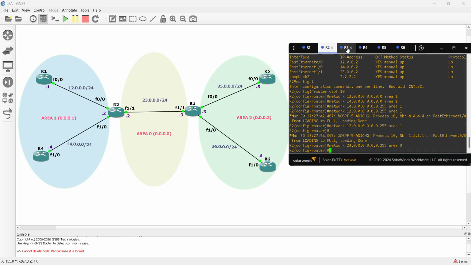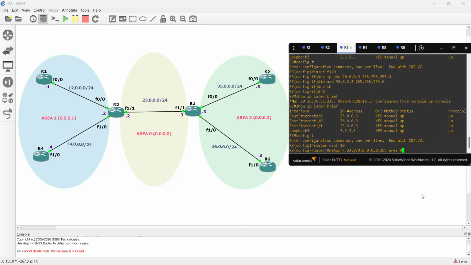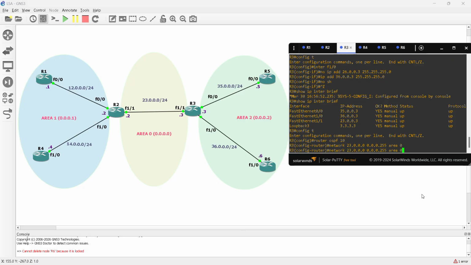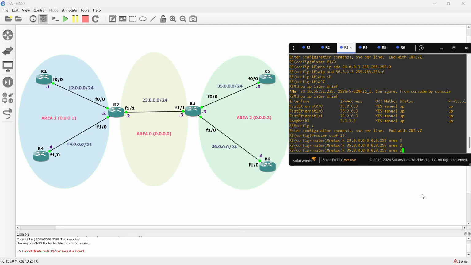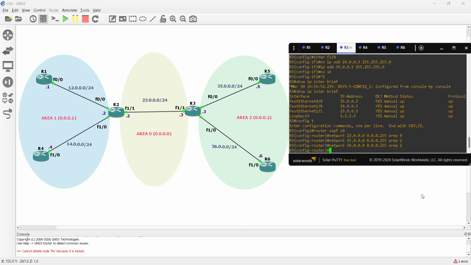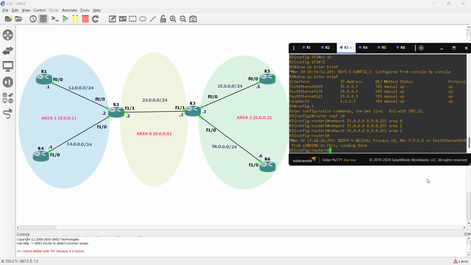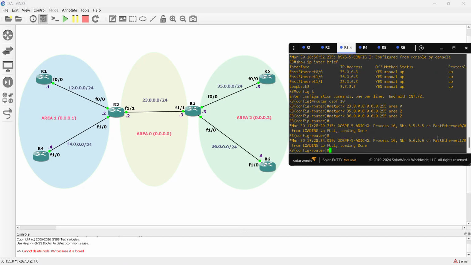Now we'll go for R3. 23 network for area 0, as well as area 2, network 35, network 36. And yes, now we are done with the configurations. I'll start it loading for router 5 and router 6.